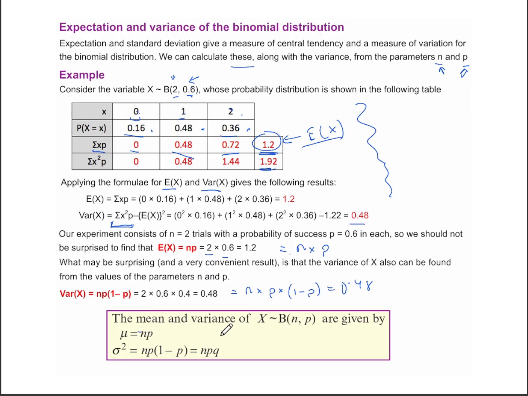the mean and variance of the discrete random variable x, which is binomially distributed with n number of independent trials and the probability of success of p, is given by the mean or the expected value being the number of trials n multiplied by the probability of success p, and the variance is given by the number of trials n multiplied by the probability of success p multiplied by the probability of failure, which is 1 minus p, or we also denote it as q at times.